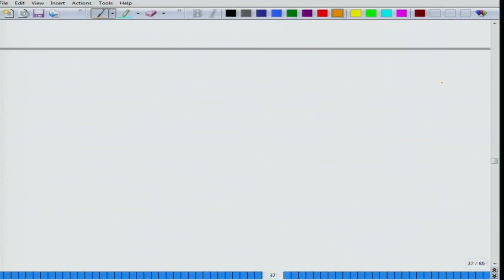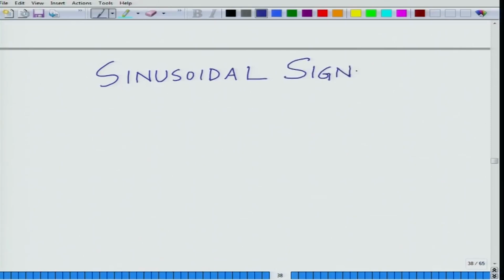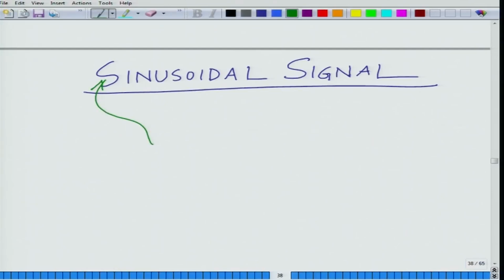And the last class of signals, which are also very important and one of the most fundamental classes of signals, is the sinusoidal signal. Simply a real sinusoidal signal; we have already seen a complex sinusoid. It is frequently referred to simply as a sinusoidal signal, and this is x of t equals A cosine omega naught t plus theta.